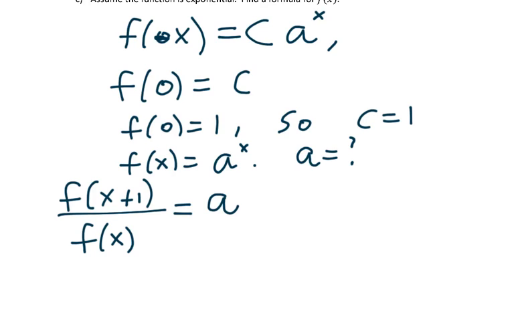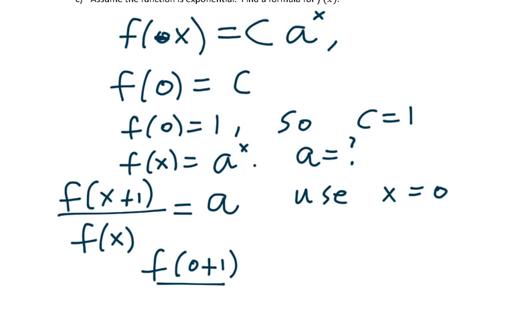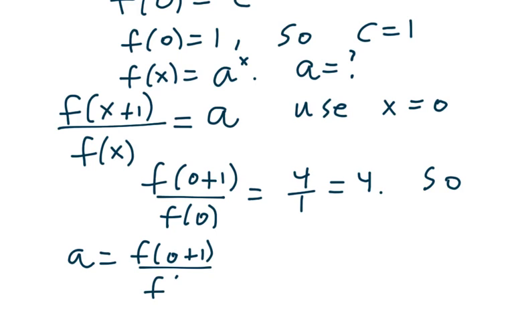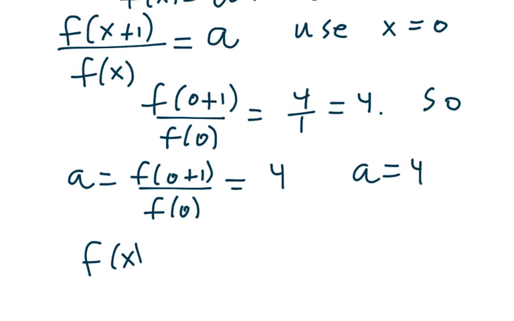Okay, so let's use x equal to 0. We would have f of 0 plus 1 divided by f of 0. That would have to equal 4 over 1, which is 4. So in particular, combining these two, we get that a must be f of 0 plus 1 over f of 0. But we just showed this is equal to 4, so a must be 4, and f of x then must be 4 raised to the x.